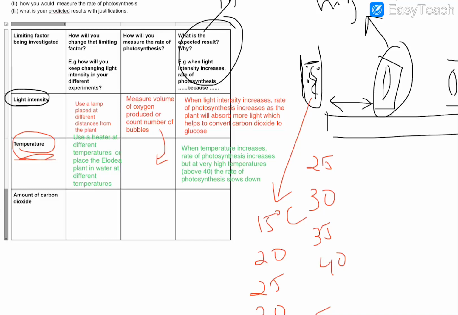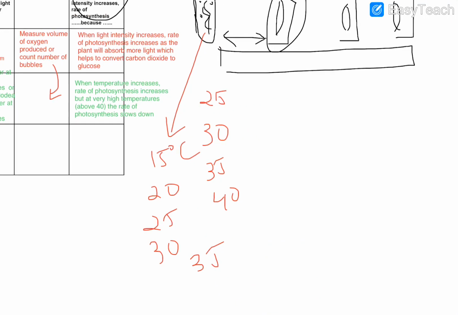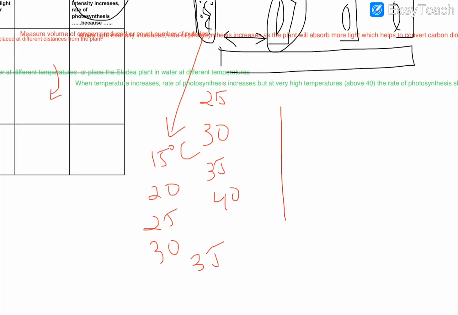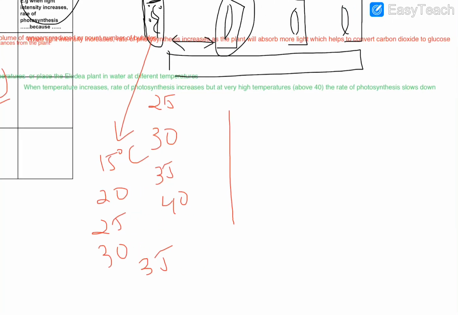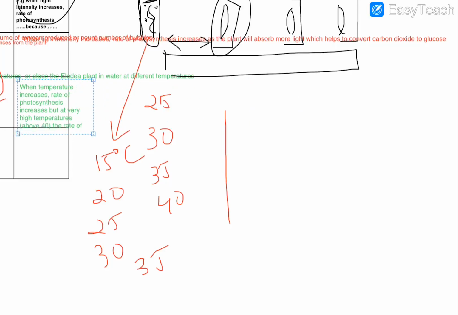So when temperature increases, the rate of photosynthesis is definitely going to increase. But as we start to reach very high temperatures, the rate of photosynthesis is going to decrease, because in the plants you have enzymes, and at very high temperatures, enzymes will start to denature, which means that the enzyme is going to break down and is not going to be effective anymore.